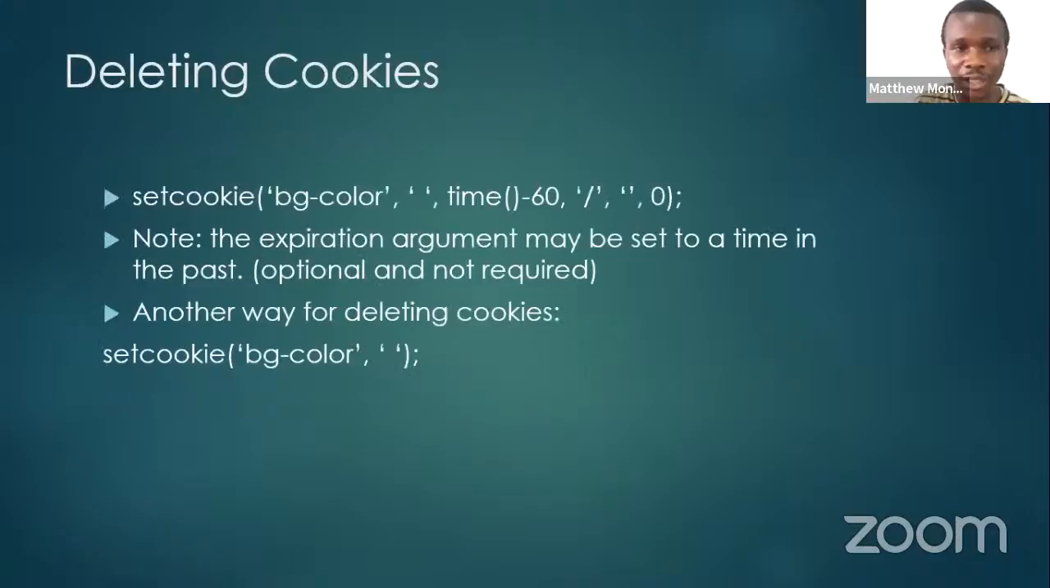Now, how can you delete your cookies? The most effective way to do that is to pass in the expiration as part of the options. Like I said, you need to set the time of the expiration as a moment in the past. You can see that we are calling the time function, then we are subtracting 60 from it. Doing that is setting the time to the past. When you set the time to the past, you automatically delete your cookie.